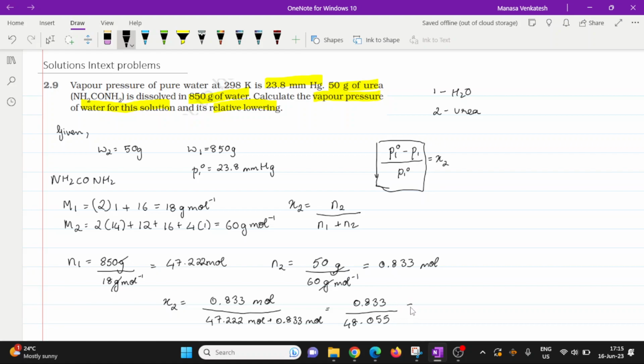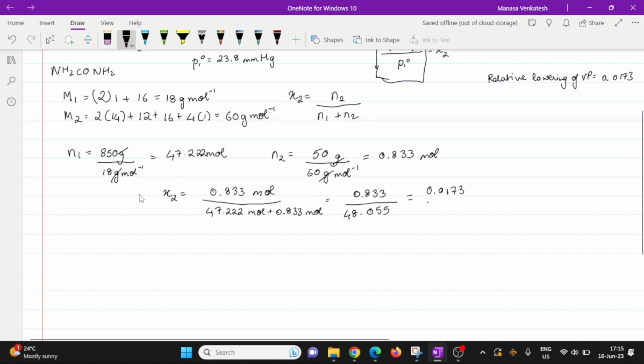So we get this when simplified, and yes, the moles get cancelled, and that's why I didn't bother writing it over here. So you get 0.0173 as the mole fraction of urea. This is the mole fraction of urea, and this is equal to the relative lowering of vapor pressure. So the relative lowering of vapor pressure equals 0.0173.